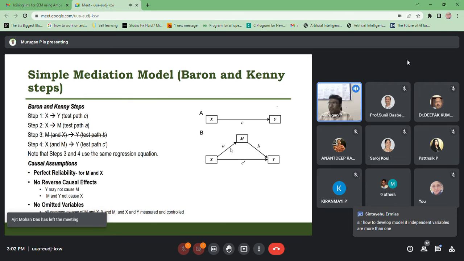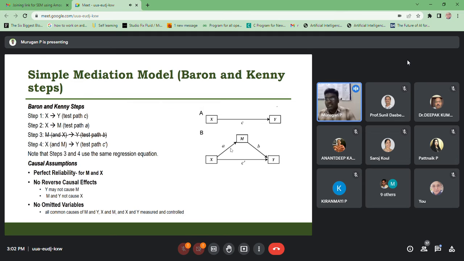Sir, how to develop the model if independent variables are more than one? That's fine. The logic is the same. We can simultaneously test it in the same framework. If you are using PROCESS, you keep multiple X's as covariates in the PROCESS macro. You test the mediation hypothesis between your X1 and Y through M. The logic is the same. I hope you got the logic, Mr. or Dr. Amos.